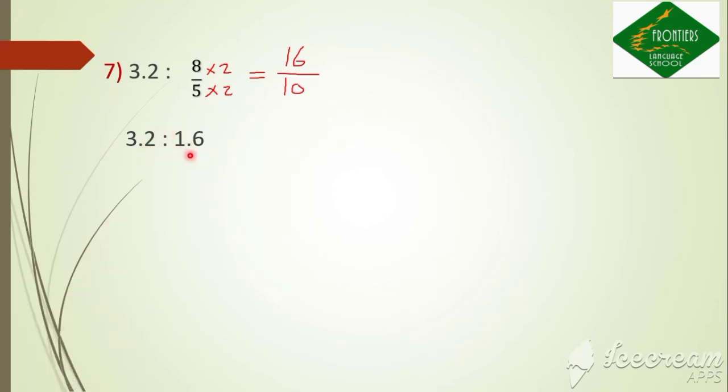Here it's become decimal. What do we do to move the point? Yes, we make it times 10. It will be 32 to 16. It's become a whole number. Now we can simplify it. We divide by 8. It will be 4 to 2. 4 and 2 are in table 2 or divisible by 2 because they're even. Then we divide by 2. The answer will be 2 to 1.